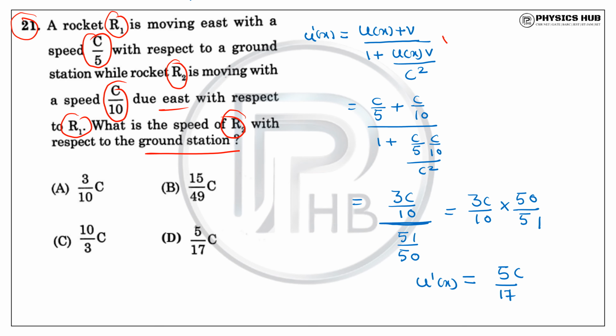Use this formula to find the rocket 2 speed. u dash of x is equal to u of x plus v divided by 1 plus u of x into v divided by c square. Here u of x is the rocket 1 speed, that is c by 5, and v is the rocket 2 speed, that is c by 10. Substitute the values in this formula and we will get the rocket 2 speed with respect to the ground station, that is 5 by 17 into c. So option D is the correct answer.